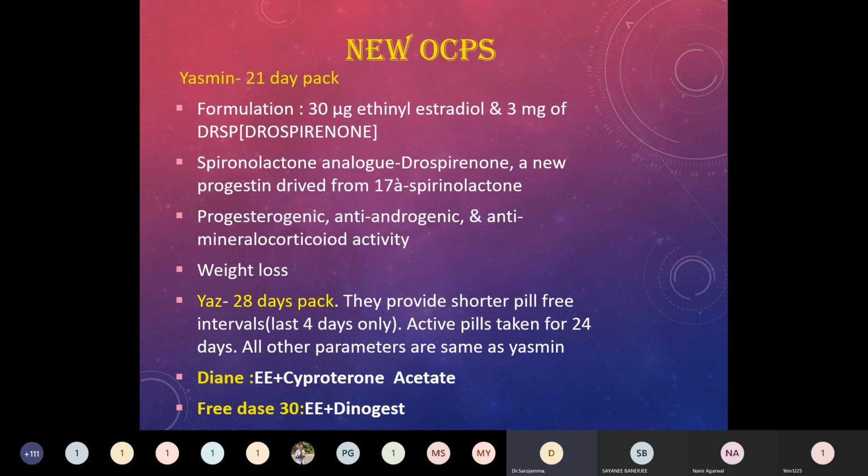And Yaz is similar to Yasmin, but it has 28 tablets with a shorter pill-free period: 24 days of active pills and 4 days of pill-free. And Diane is the one which contains ethinyl estradiol with cyproterone acetate. It's a progesterone with anti-androgenic activity, again used in hirsutism, acne, and PCOS. Then there is ethinyl estradiol with dienogest, which is recent, and it has been used in cases of fibroid and endometriosis because of the desired effect.